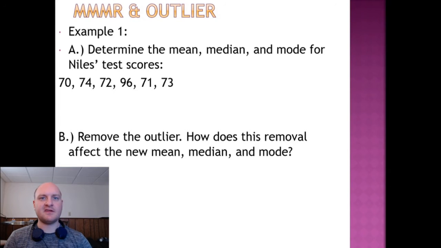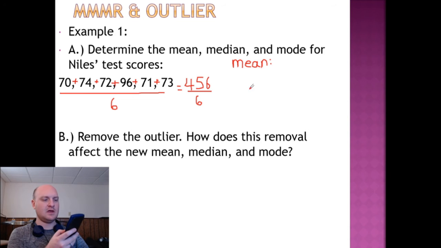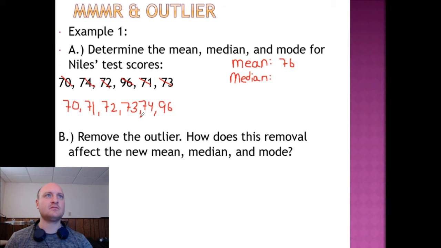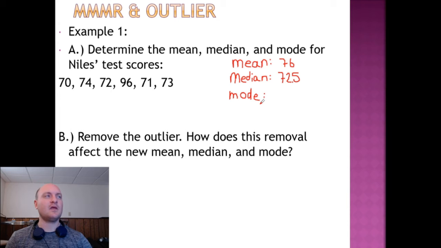Our first of 3 examples is going to ask us to solve for the mean, median, and mode of some test scores. I'll get the mean by adding all the values up and dividing by 6. And I get a final result of 76. Next, I'll get the median by ordering the numbers from least to greatest and picking out which one is in the middle. Uh-oh, there's 2 numbers in the middle. We'll have to go halfway in between them. There. Finally, for the mode. There is no mode for this one since no numbers repeat.